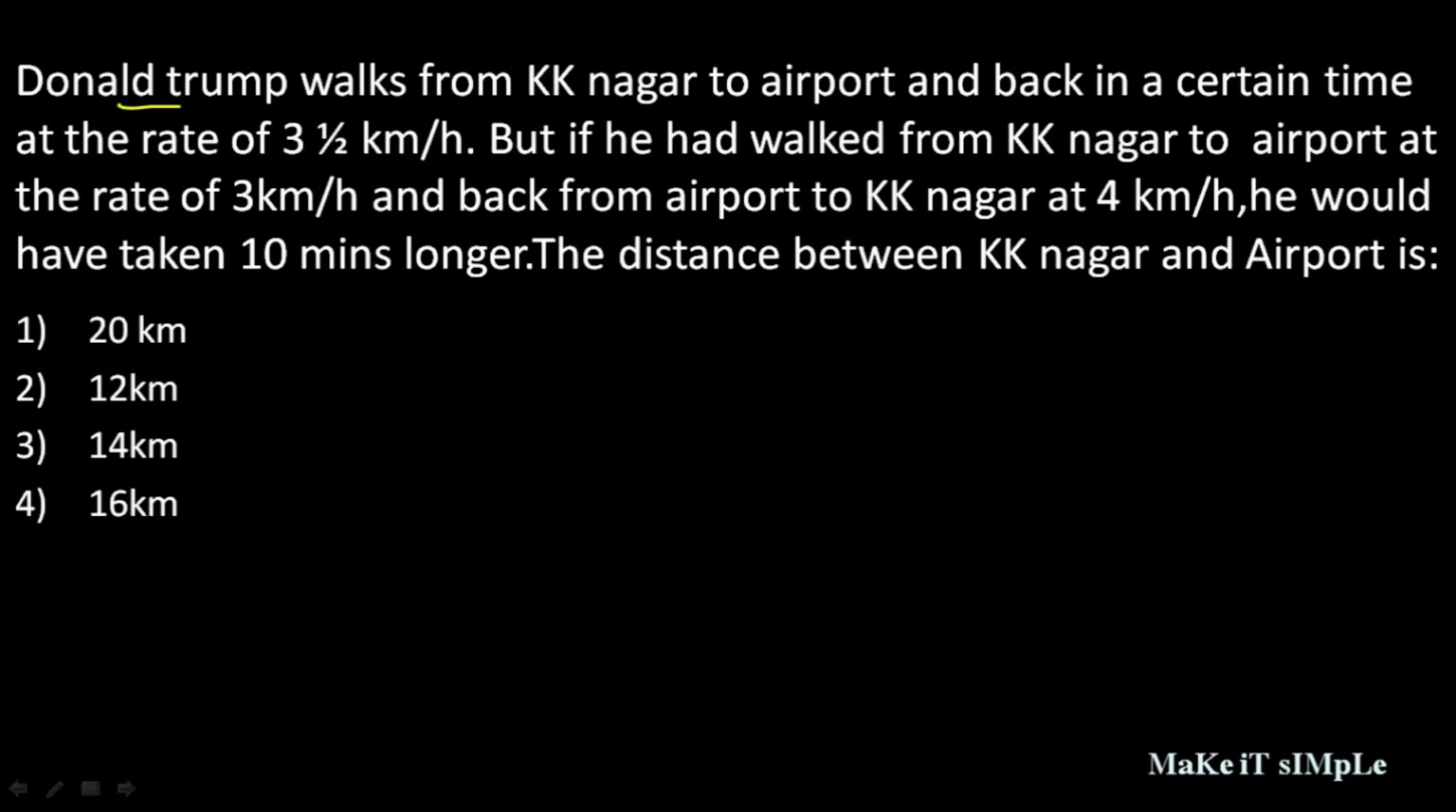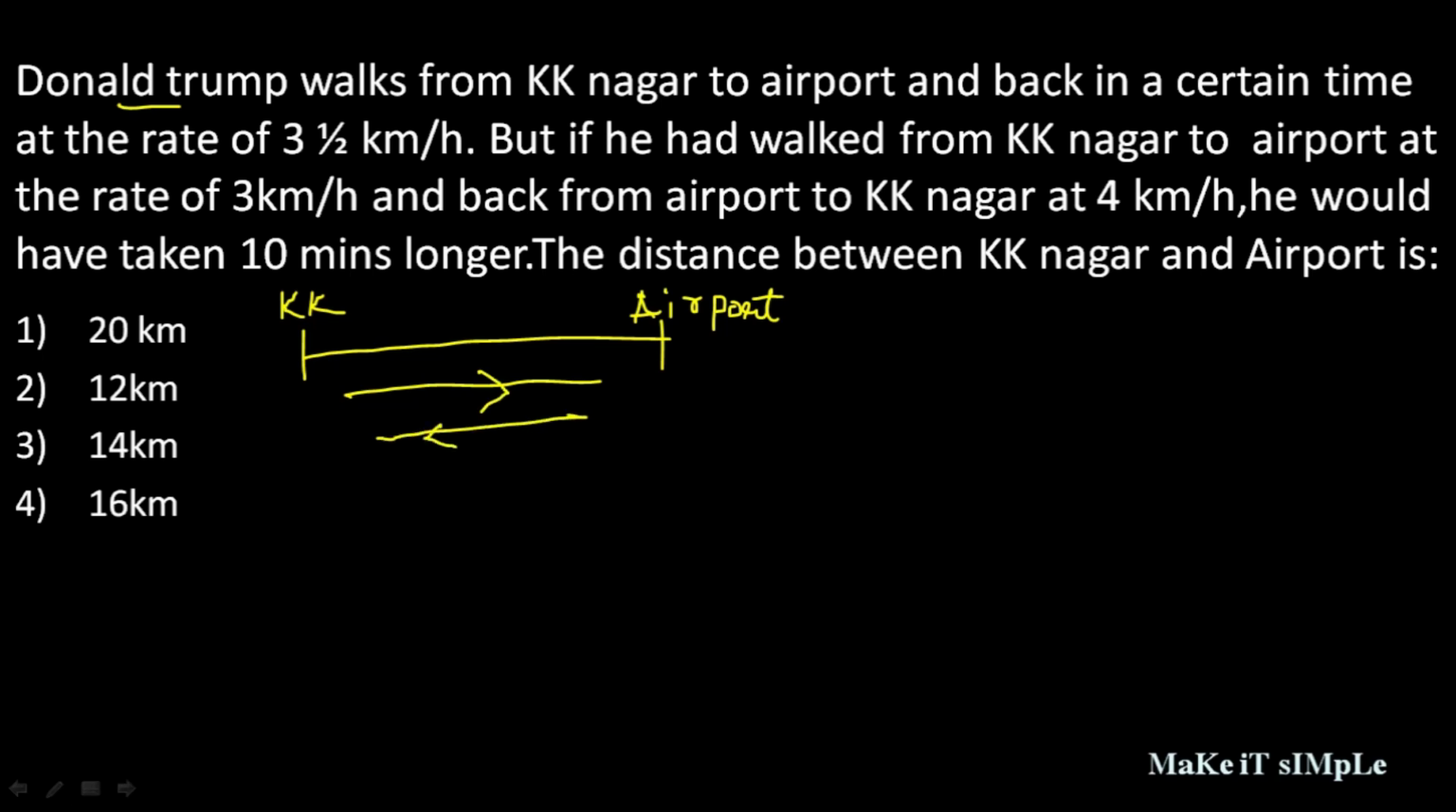First, we will understand what the question is asking. Here KK Nagar is there and airport is there. In the first case, Donald Trump is going from KK Nagar to airport and returning from airport to KK Nagar at the speed of 3.5 km per hour. In both the cases he is traveling at the same speed, and it takes some time, let it be t1.